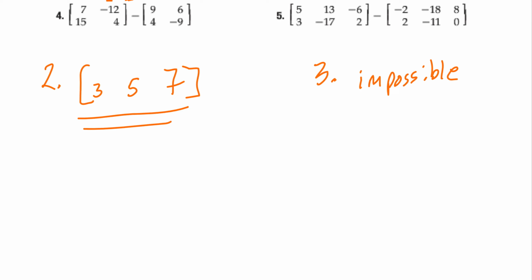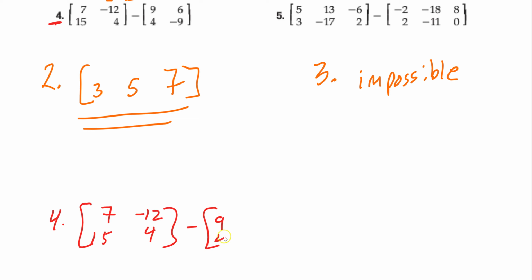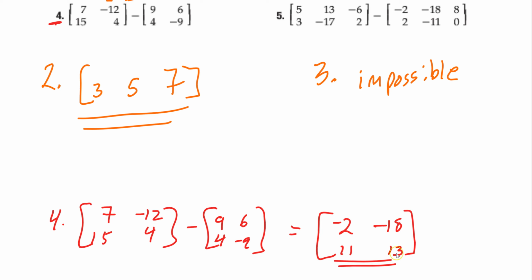That's all it is. We'll do one more of these. So we'll do number 4. They want me to subtract these matrices. So a couple ways to do it. I think the way most people are going to do it is just subtract. If you're going to subtract, don't forget to subtract everything. So I just rewrote it. So 7 minus 9 is negative 2. Negative 12 minus 6 is negative 18. 15 minus 4 is 11. And 4 minus negative 9 is positive 13. Double negative. You get that?